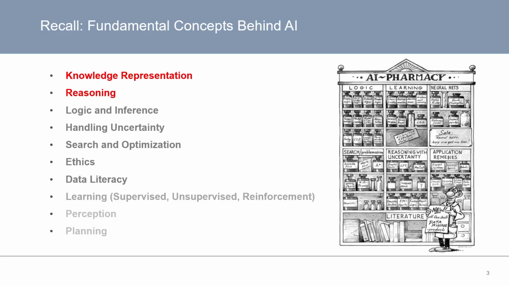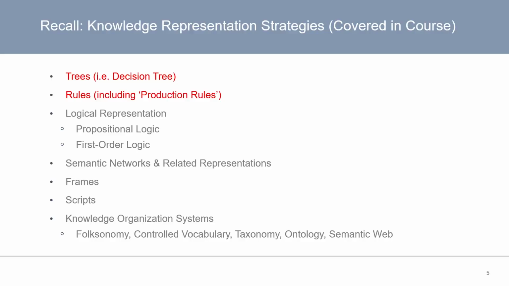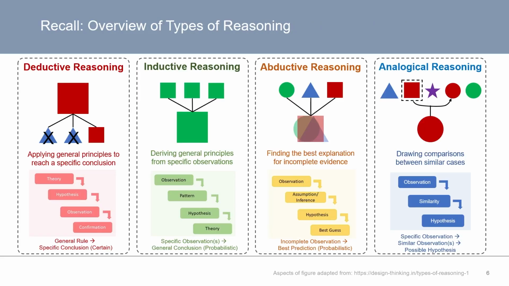Recall from our Introduction to Artificial Intelligence lecture that two of the key concepts behind artificial intelligence include knowledge representation and reasoning. Knowledge representation is aimed at transforming information from the real world into a format that a machine can use for tasks such as reasoning, learning, problem solving, and understanding. Also, recall the different knowledge representation strategies that we indicated we'd cover in this course. We've already taken a look at trees and rules, and now we're moving into logical representations, including propositional logic and first-order logic. And we also talked about major types of reasoning, including deductive, inductive, abductive, and analogical.